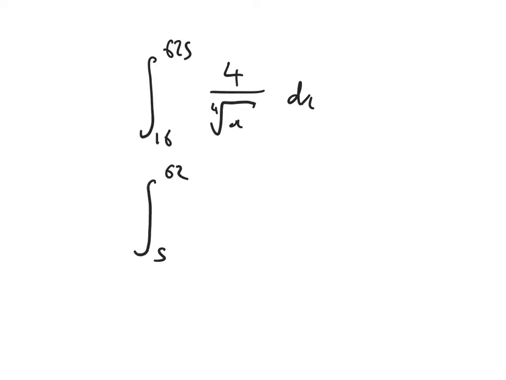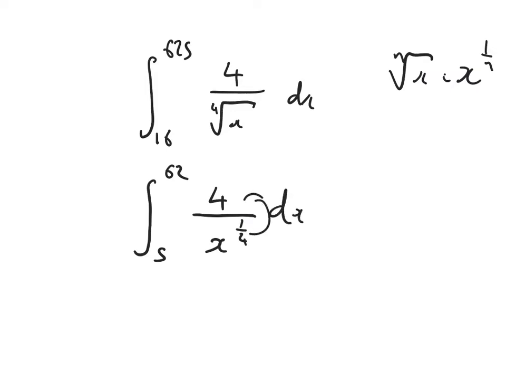First thing, I'm going to get rid of the root, and that will be x to the 1/4. So that's just the nth root of x equals x to the 1 over n. I'm then going to bring this up. So that will be 4x to the minus 1/4.